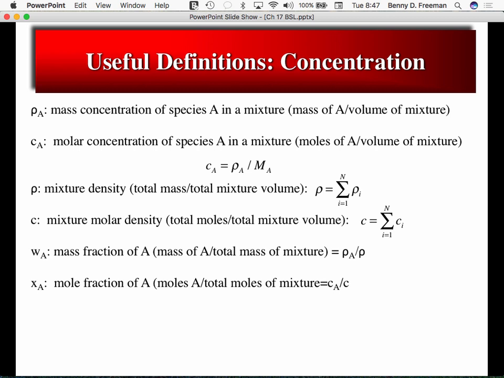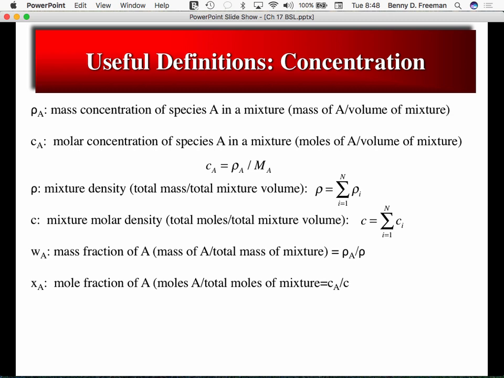What we're going to use for the symbol rho sub A will be the mass concentration of species A in a mixture. So this will be like grams of A per cc of mixture. Its molar analog, C sub A, will be the moles of A per liter of mixture. And these two are related, of course, by the molecular weight.